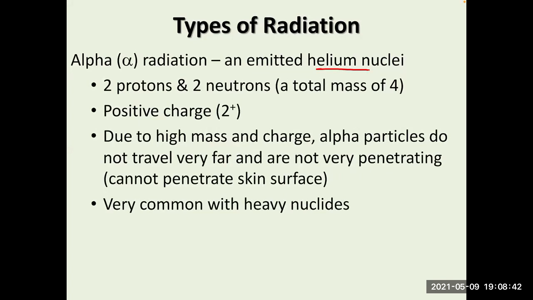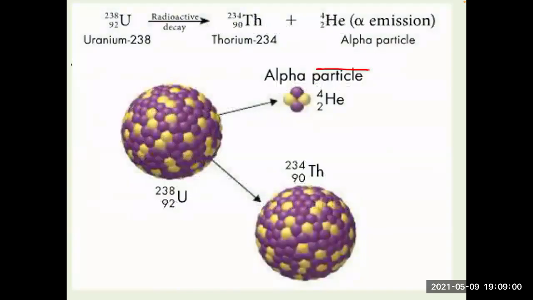But it is very common with heavy nuclides, when something bigger like uranium or polonium is breaking apart, it might emit these larger particles as well as other things. So here is a picture of that. Uranium is going through radioactive decay and it forms a new element, thorium, and an alpha particle. So this alpha particle is part of that breakdown, okay?